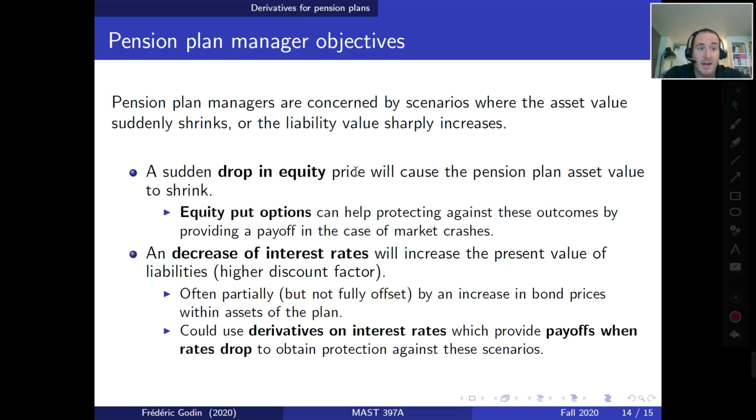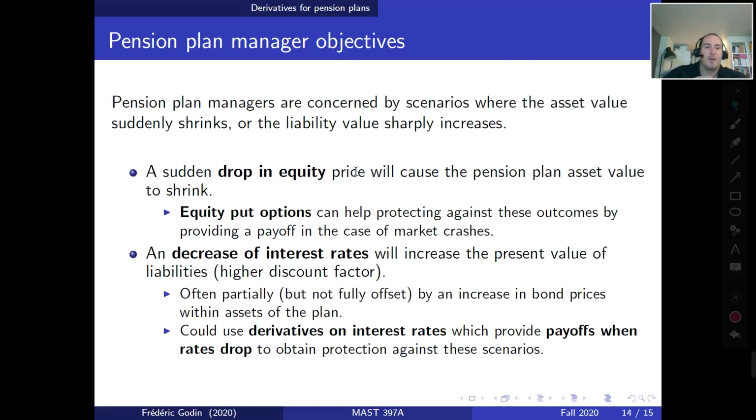So to protect the pension plan against decreases in interest rates, pension plan managers could purchase derivatives on interest rates, which provide a payment if interest rates drop. We haven't studied interest rate derivatives in the current course, but if you do a more advanced course, you can study them, and they have similar characteristics to equity derivatives in the sense that they might provide payment if interest rates plunge, and zero payment if interest rates go up, or vice versa. Okay, so you might have something like that.